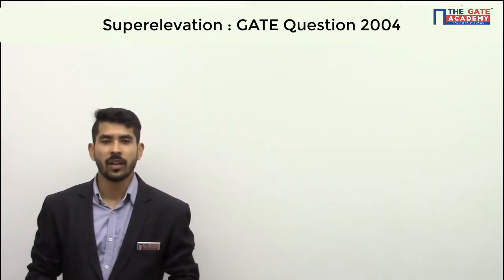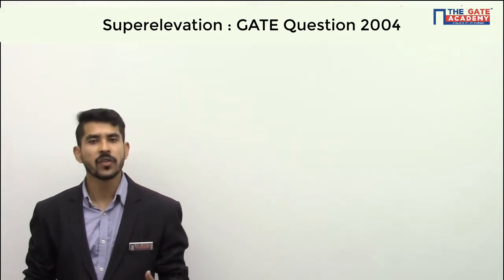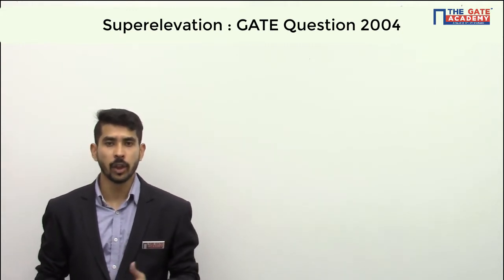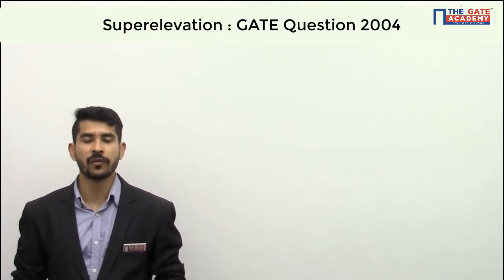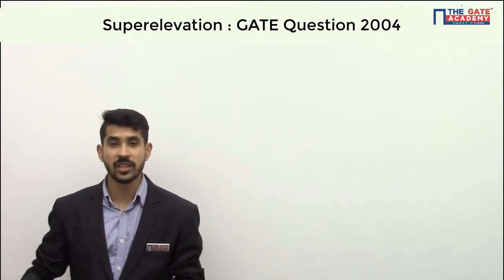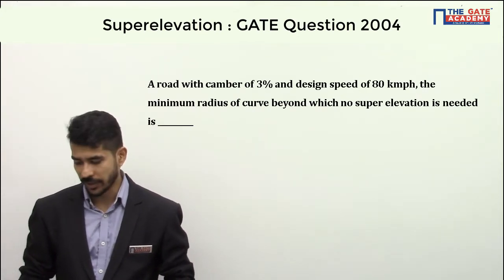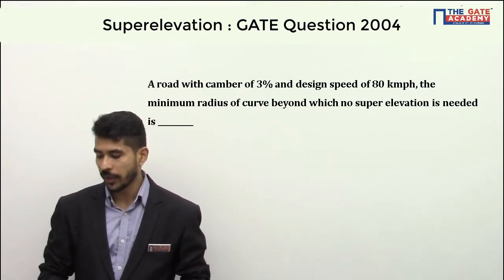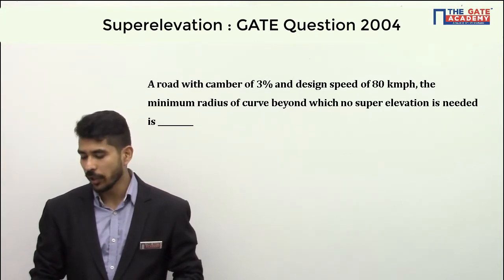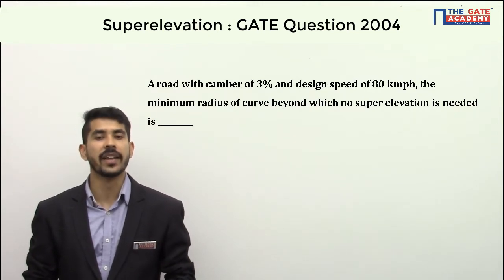Hello friends, and today I am here to discuss a question from transportation engineering which was asked in GATE 2004. The question is from the topic super elevation, which is very important from the GATE point of view. The question says, for a road with camber of 3% and design speed of 80 kilometers per hour, the minimum radius of the curve beyond which no super elevation is needed is dash.